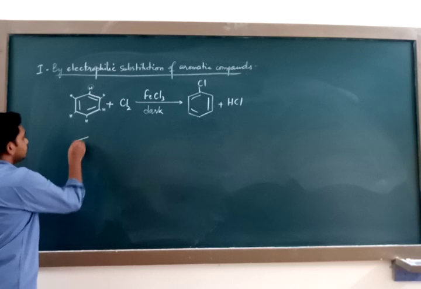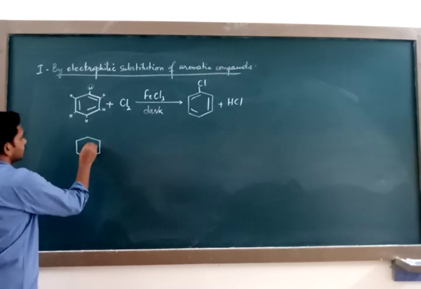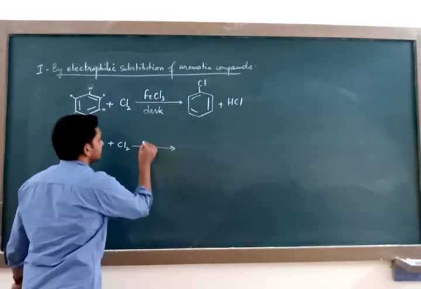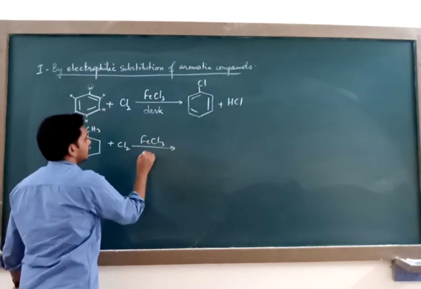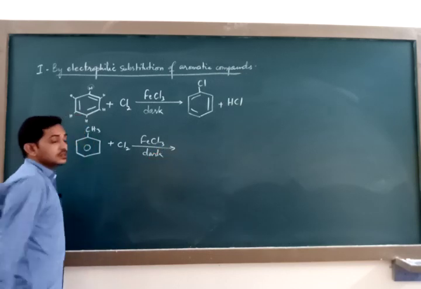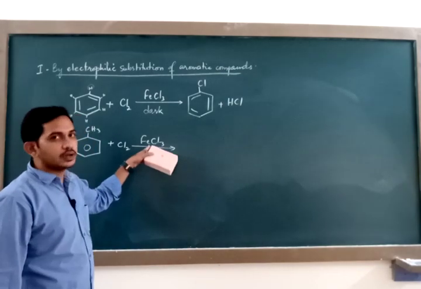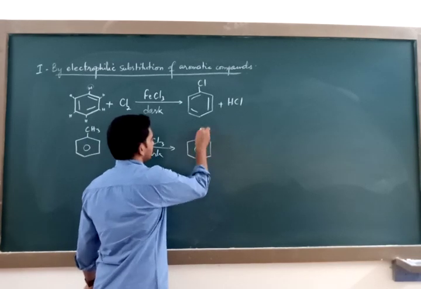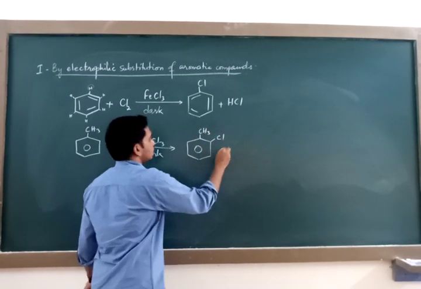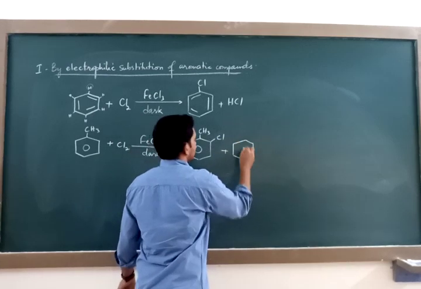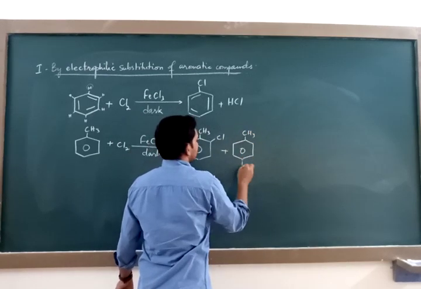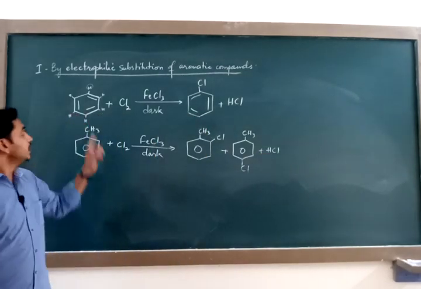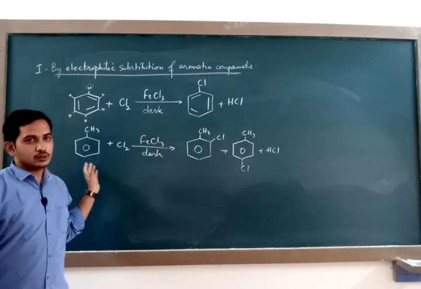In the same way, if you have toluene and this is subjected to chlorination under the same conditions, with ferric chloride as catalyst or halogen carrier, then you are likely to get two products, ortho-chlorotoluene and para-chlorotoluene, plus HCl. You may ask, sir, why does benzene give only one product, and why does toluene give two products?